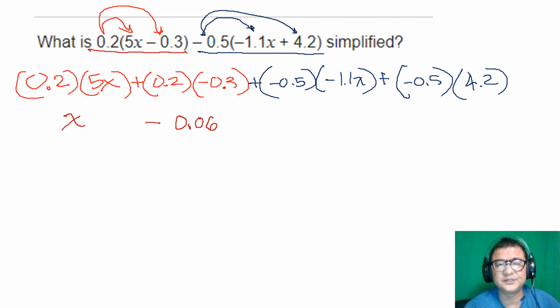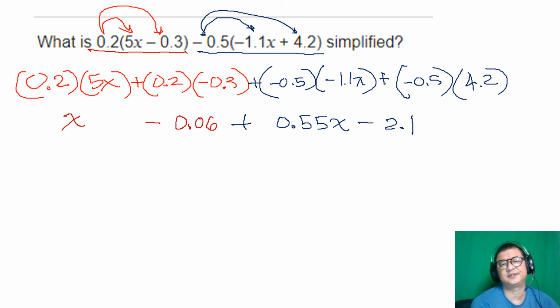Okay, now let's go on with the blue part. Negative times negative is a positive. Half of 1.1 is 0.55x. Okay, next. Negative times positive is negative. Yes. So 0.5, half of 4.2 is 2.1. You're a negative. Okay. So that's the third expression, the third level. Now we can combine like terms. You're a 1, you're a 0.55. Put them together.